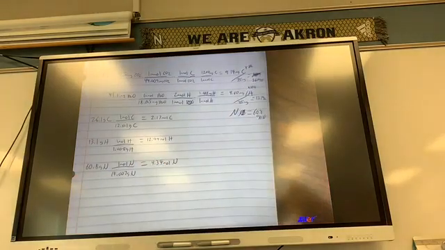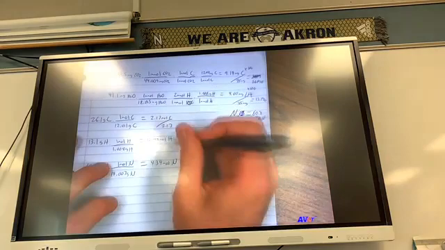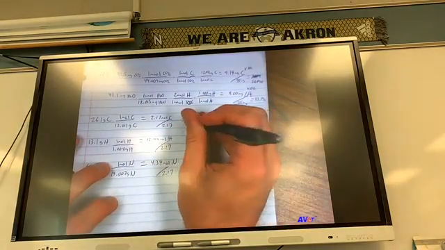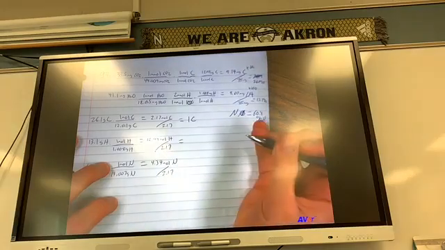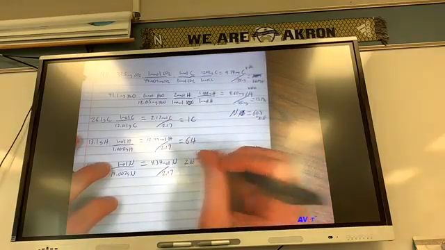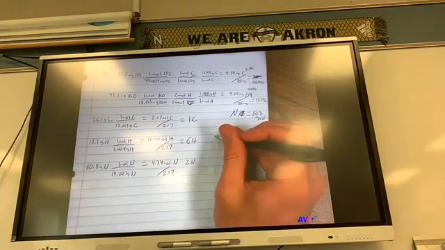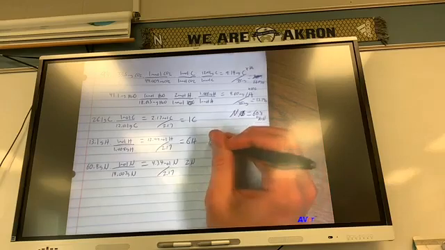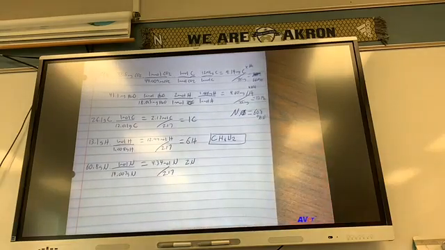Now what do I need to do? Divide by the smallest. Divide by 2.17, divide by 2.17, divide by 2.17. That's 1 carbon, that is 6 H's, and that is 2 N's. So my empirical formula is CH6N2.